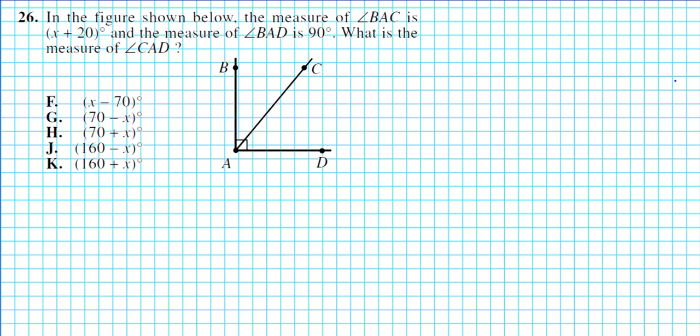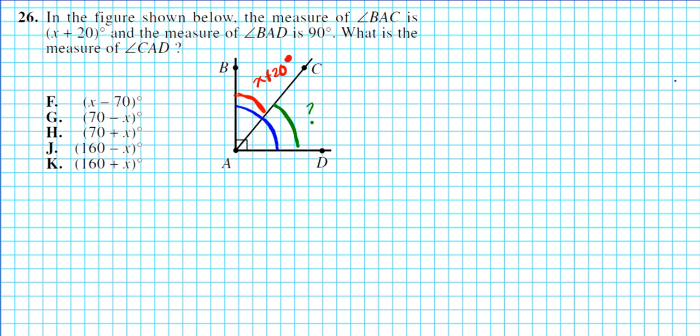So let's go ahead and annotate the diagram that we have here with the information that's given. The entire angle BAD right here is 90 degrees. And we're also told that angle BAC measures x + 20 degrees. So the question is, what is the measure of angle CAD? This is the unknown.